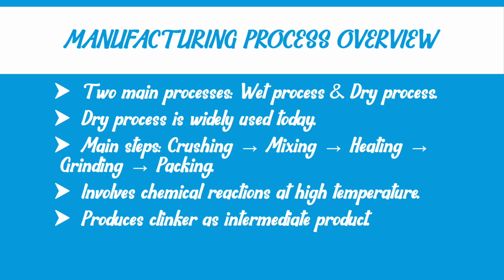So, manufacturing process overview. First, two types of process are there in the manufacture of cement, that is the wet process and the dry process. The dry process is widely used today. The main steps involved in the dry process are crushing, mixing, heating, grinding, and then packing. It involves chemical reactions at high temperature. It produces clinker as an intermediate product.